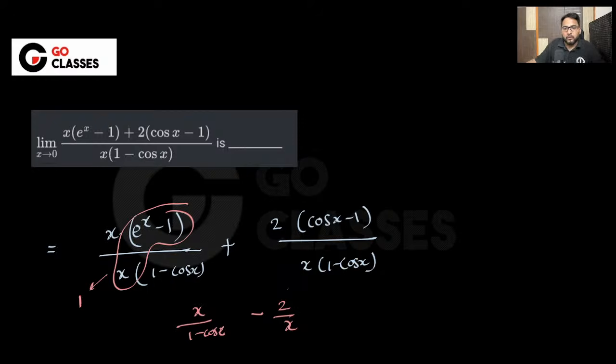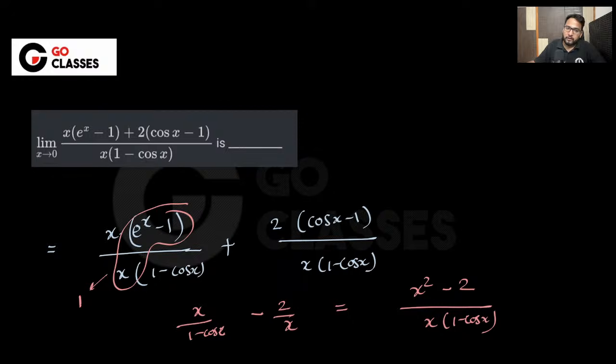Okay. Now what you need to do, it seems like if you just apply x tends to 0, this is 0 upon 0 form. So yeah, this is 0 upon 0 minus infinity. So since it is minus infinity or something, what you can do, you can club both of these, right? So it is x square minus 2 upon x into 1 minus cos x.